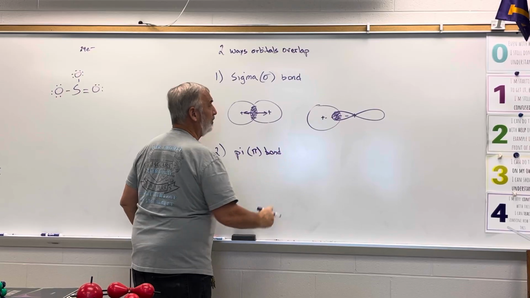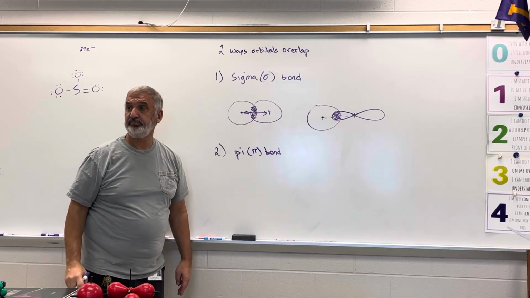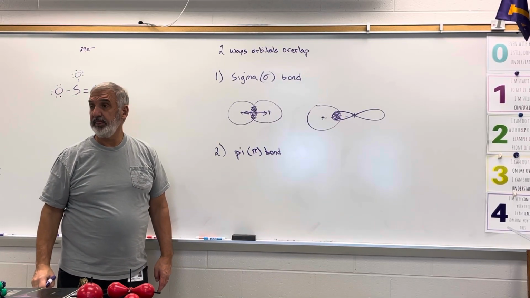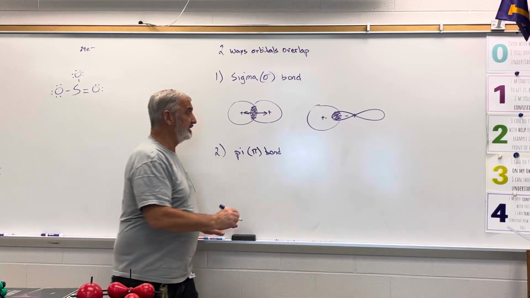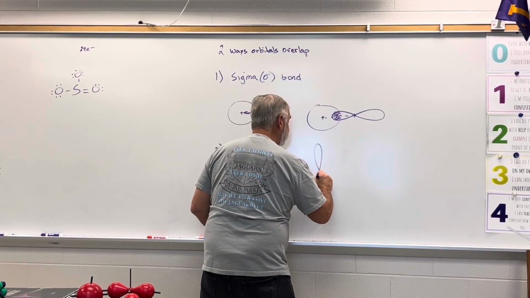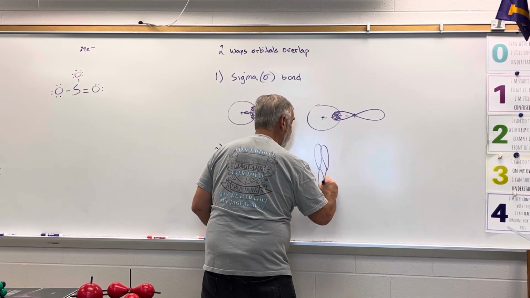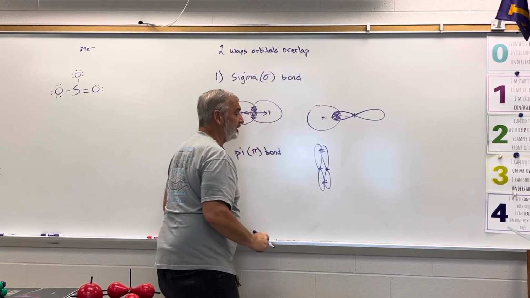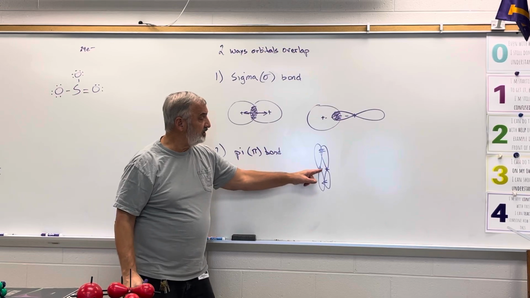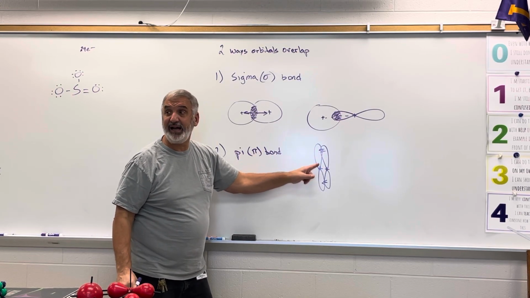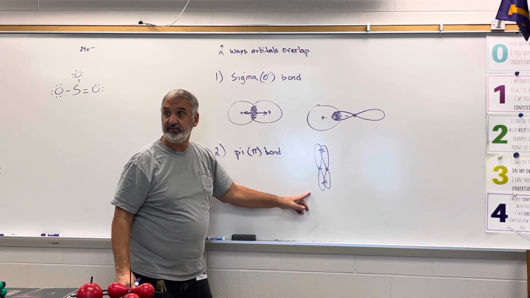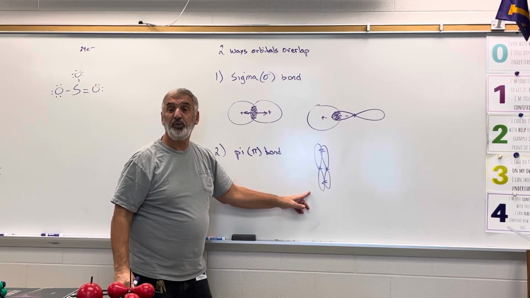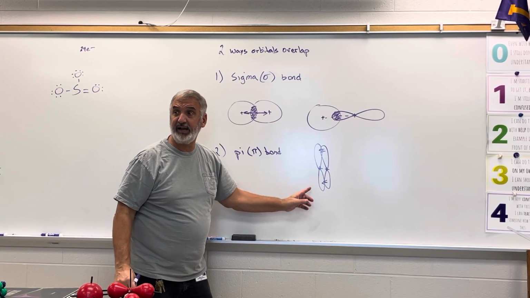And only p orbitals can form pi bonds. P for pi, if I get it. Okay? Only p orbitals can form pi bonds. And it's going to be a side-to-side overlap of p orbitals, where it's here and here. Here's the two nuclei. The overlap does not lie on a line between the two nuclei. It's a much weaker bond, much less overlap.